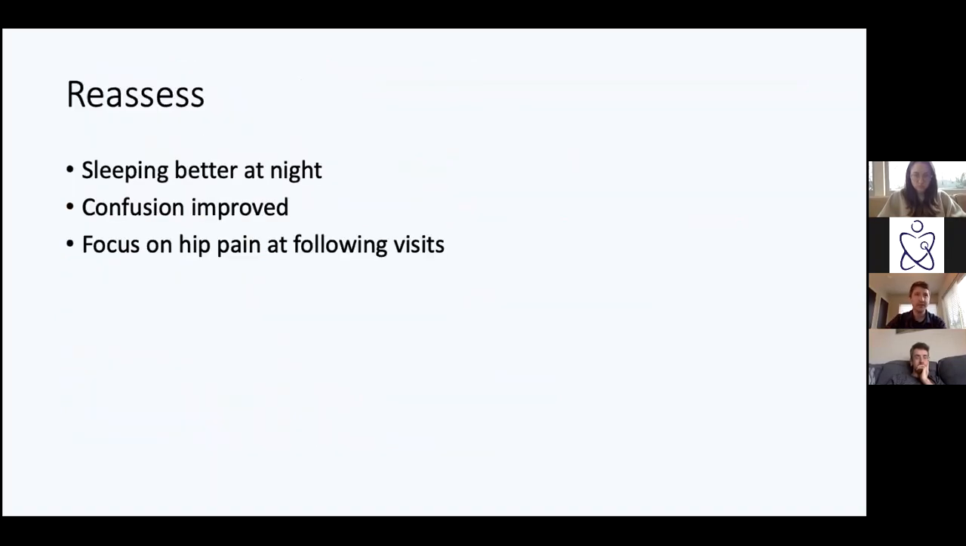So your reassessment, and I think this is the really important thing, is you want to see how people do, because you can cause problems deprescribing. So you find out she's actually sleeping a lot better at night now. Her confusion's improved, and you're able to focus on her hip pain and her home situation and her weight loss and all these other topics at a future visit.